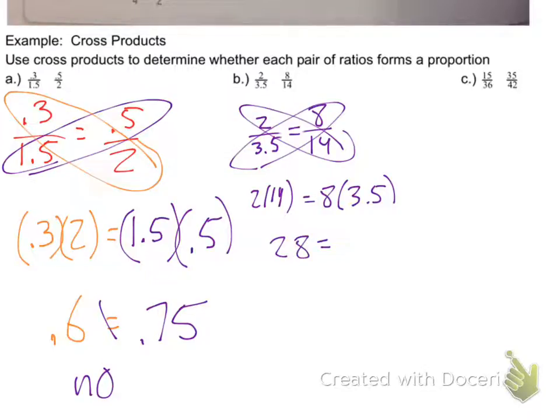What's 2 times 14? 28. What's 8 times 3.5? What's 8 times 3? 24. Half of 8? And what's 24 plus 4? 28. So, is that true? So are they proportional? Yes.